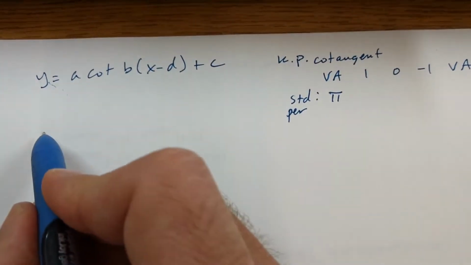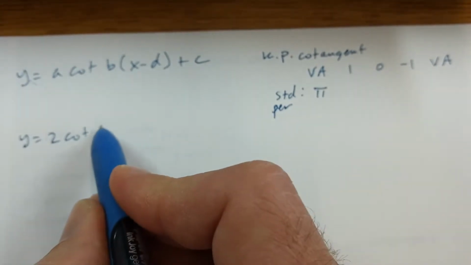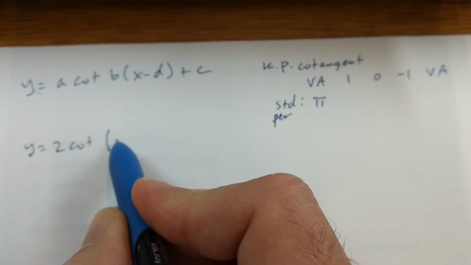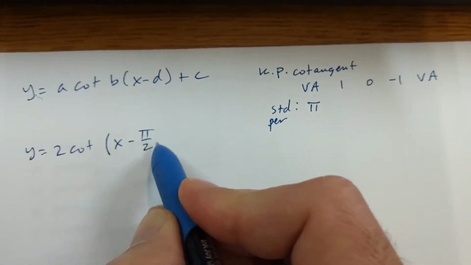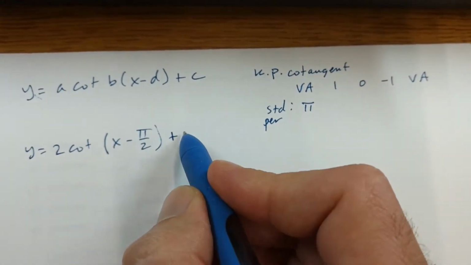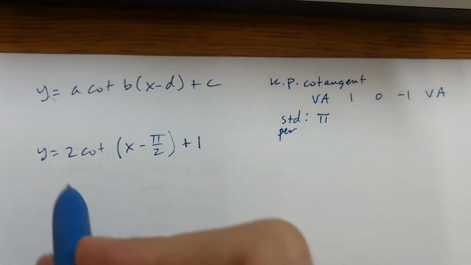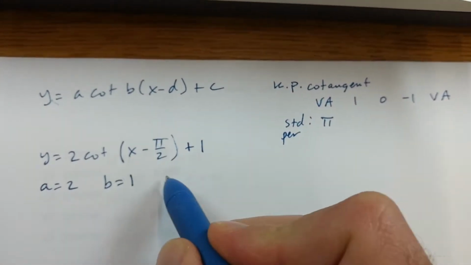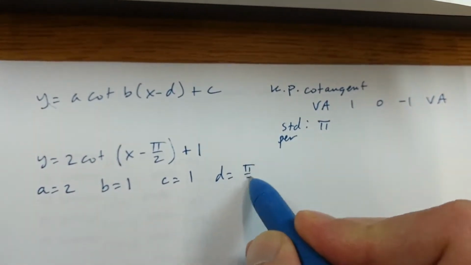Okay, so let's try something like y equal to 2 times the cotangent of, let's leave 1 for b, and then let's make this x minus pi over 2, and let's shift this thing up 1. Alright, so we recall that our a value is 2, our b value is 1, our c value is 1, and our d value is pi over 2 from our form.